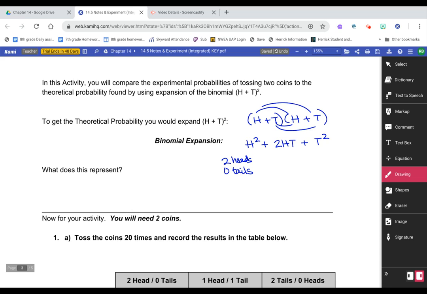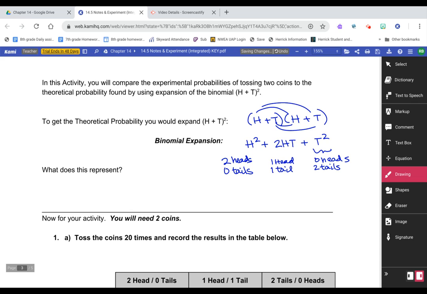This right here, the middle term, would represent getting 1 head and 1 tail. We're ignoring the number 2 at this point. We're just saying what these represent. And the last term would be t squared. So t and t would mean you have 2 tails. That means you did not get any of the heads. Okay, let's rewrite that.